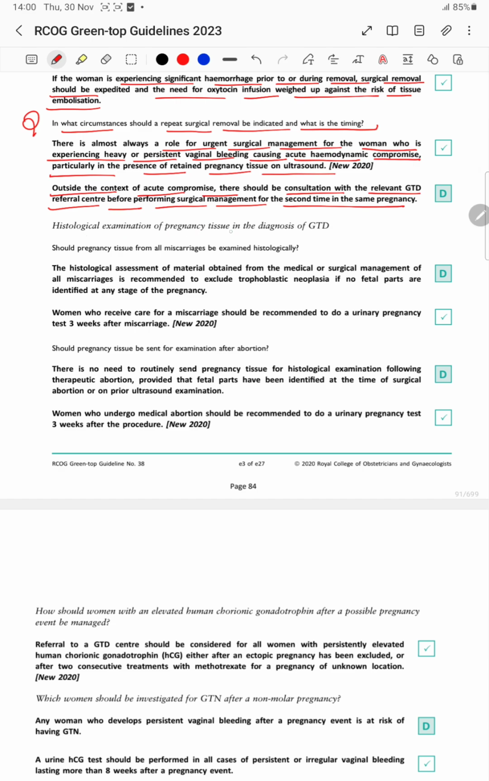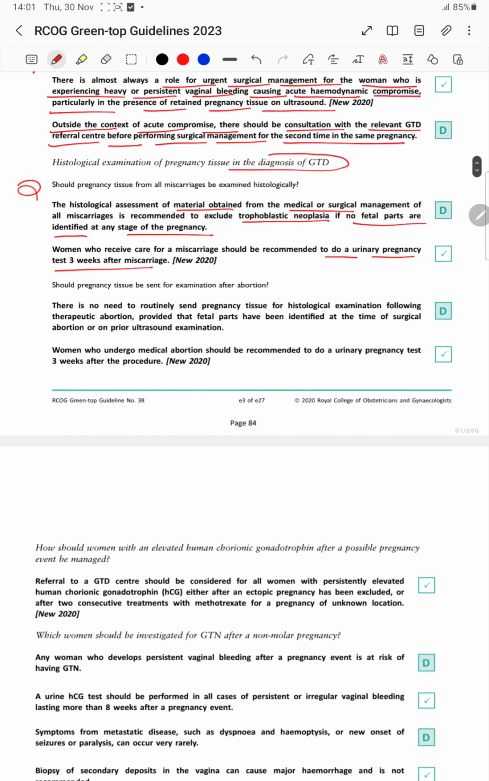Histological examination of pregnancy tissue in the diagnosis of GTD. Should pregnancy tissue from all miscarriages be examined histologically? Histological assessment of the material obtained from the medical or surgical management of all miscarriages is recommended to exclude trophoblastic neoplasia if no fetal parts are identified at any stage of the pregnancy. Women who receive care for miscarriage should be recommended to do a urinary pregnancy test 3 weeks after miscarriage.